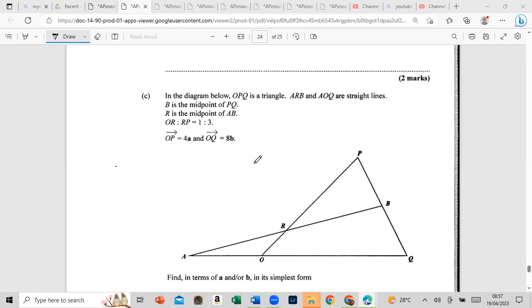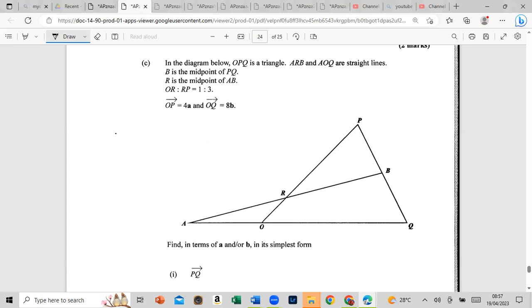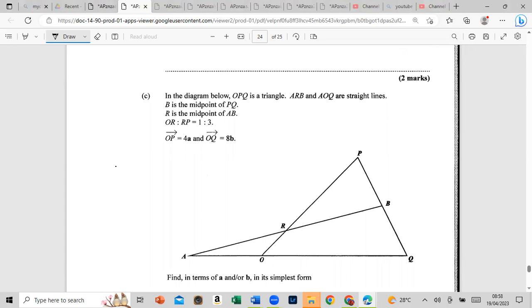So let us just put things in perspective. And OQ, from O to Q, equals 8. And it says find, in terms of A and in its simplest form, PQ. Alright, so let us put things in perspective first of all. Remember, you guys are encouraged to try the question. Alright, so let us put in the information.